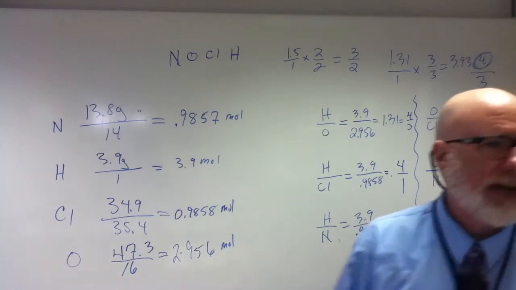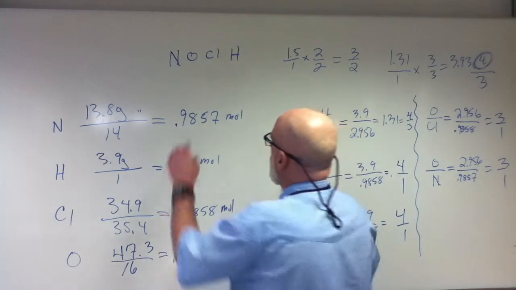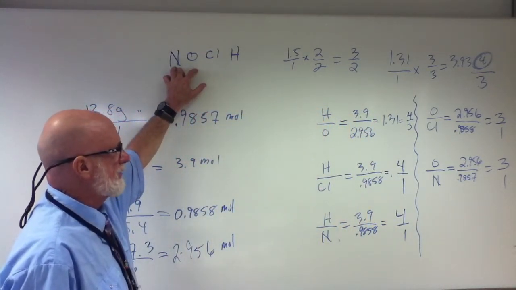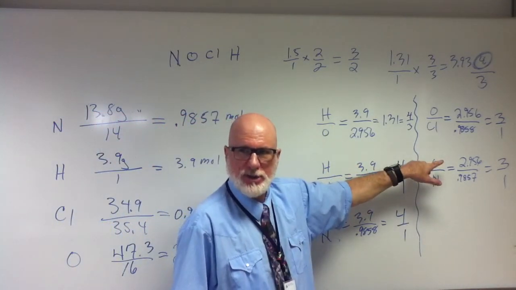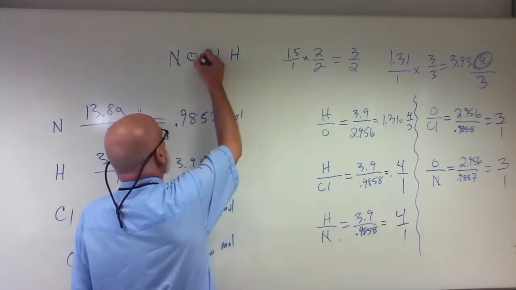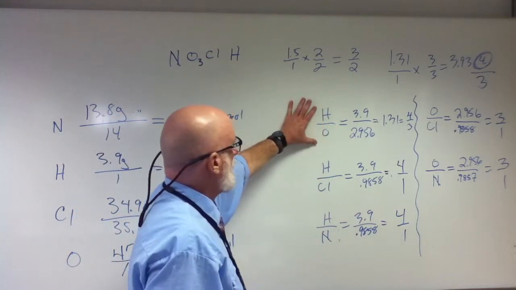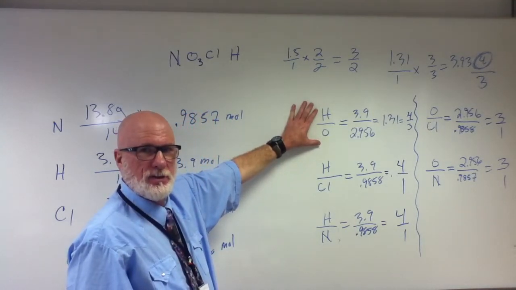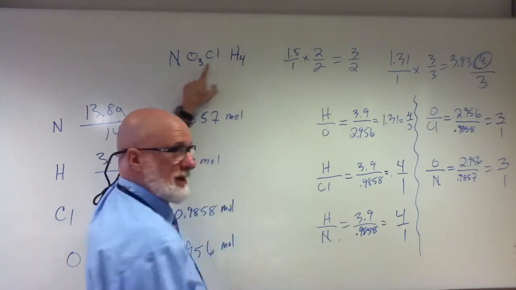Okay, so now let's put our ratios in. So what can we do? What's nitrogen to oxygen? Do we have it? Right here. 3 to 1, right? 3 nitrogens to 1 oxygen. Is that right? 3 oxygens, right? So this will be 3 to 1. Good. What's next? What about hydrogen to oxygen? 3 oxygens, 4 hydrogens. Is that right?